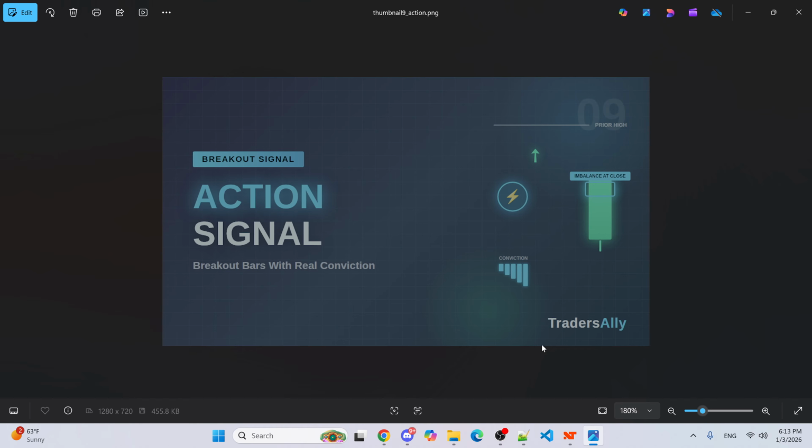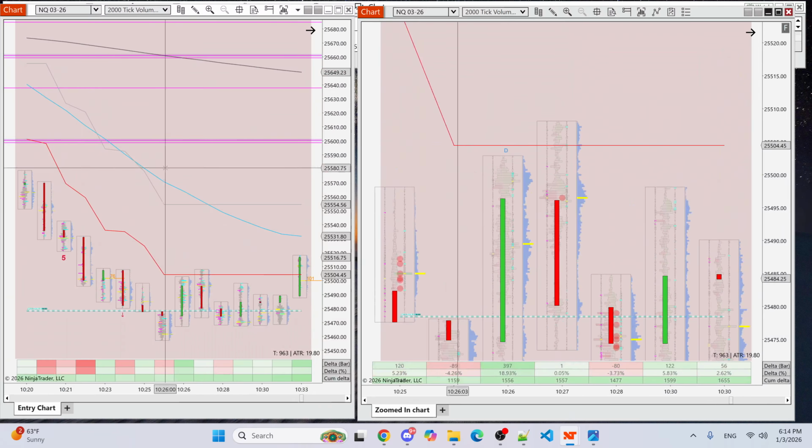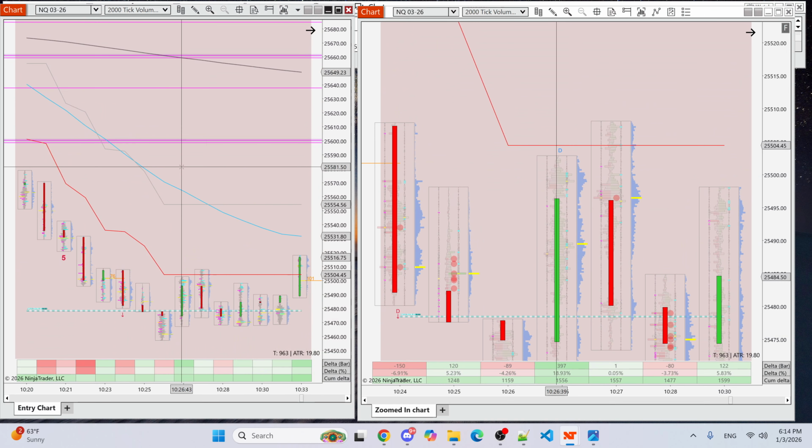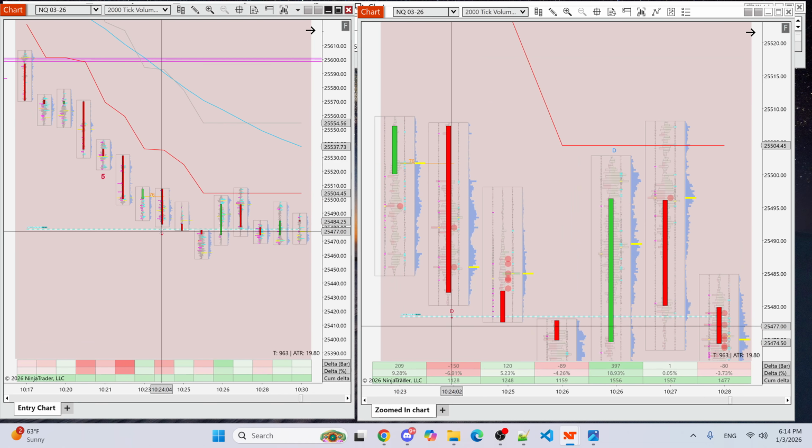An action signal is represented with an arrow up or arrow down, and it is an attempt to show you price movement with conviction. So let me explain that. If we look at our entry chart, it is marked with the arrow down, and our zoomed in chart is also on the right side.